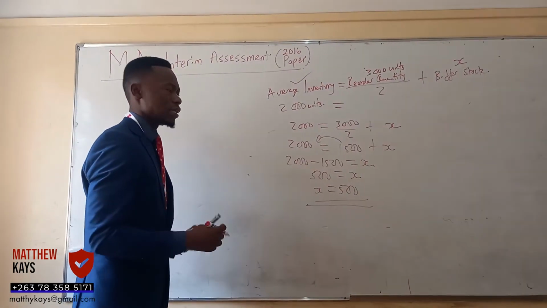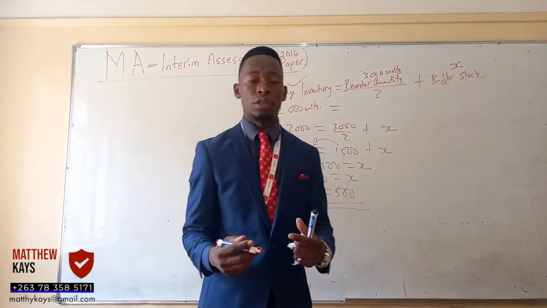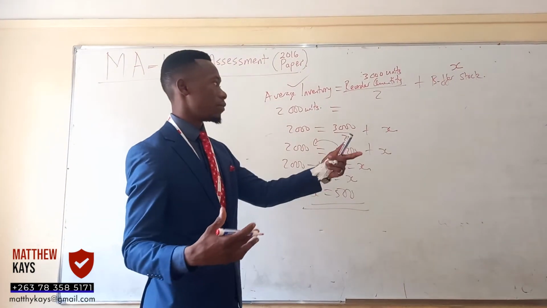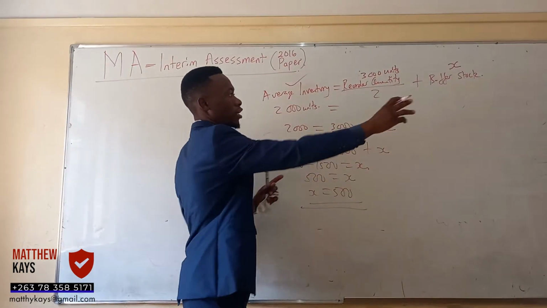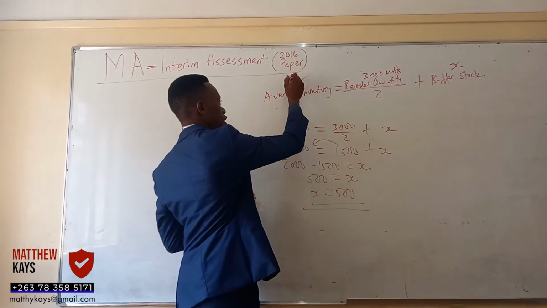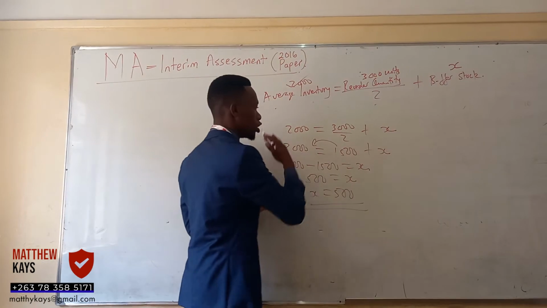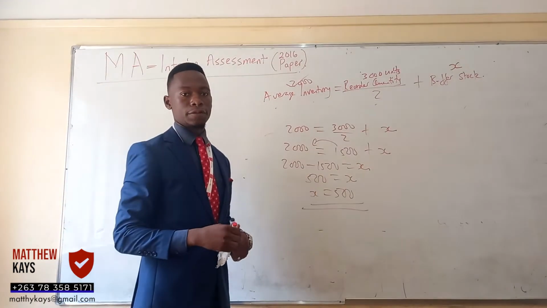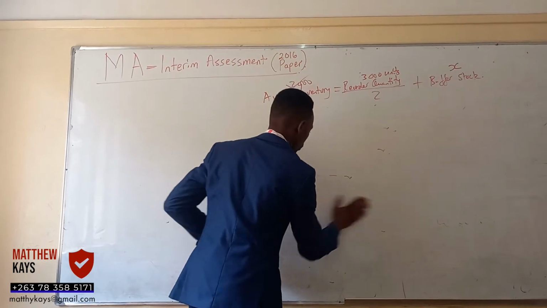So are you seeing this? I didn't rewrite the formula. You don't need to change the formula when they want you to calculate something that is missing. You don't change the formula. Just write the formula as it is, then you substitute. The average inventory was given, it was 2,000, and the reorder quantity 3,000. This is my X. You follow the steps, right? Then you get it right. All right, fine.